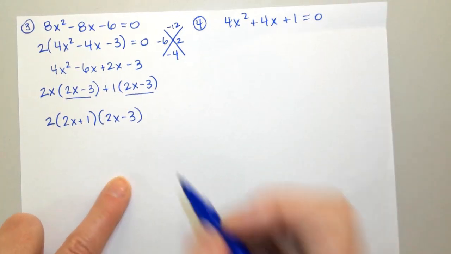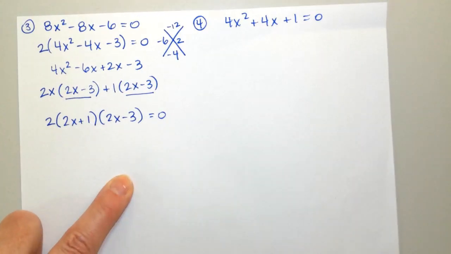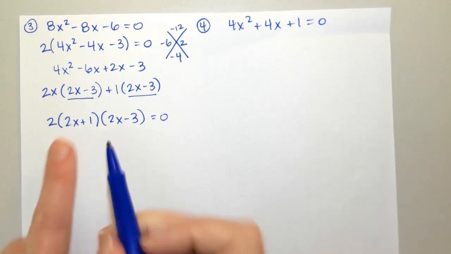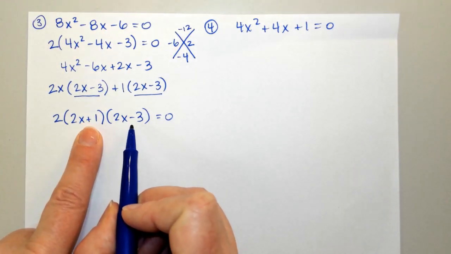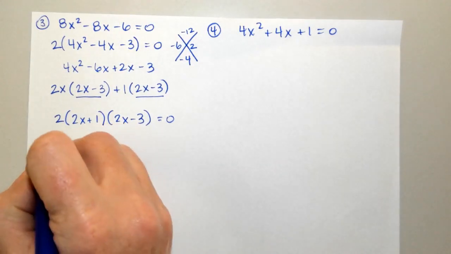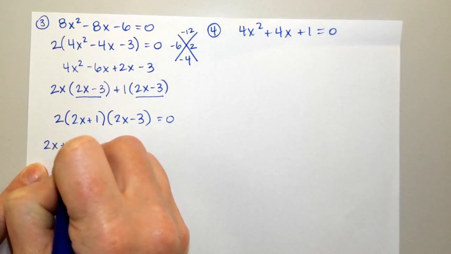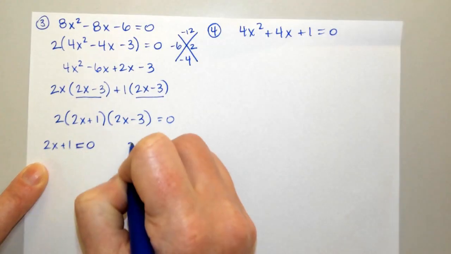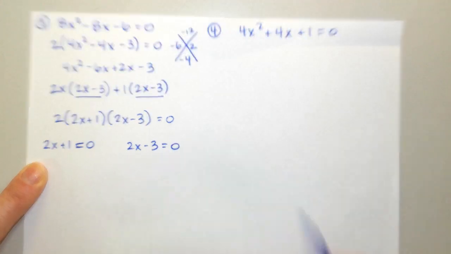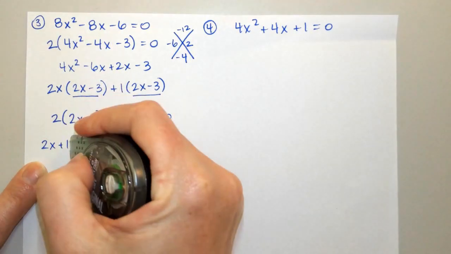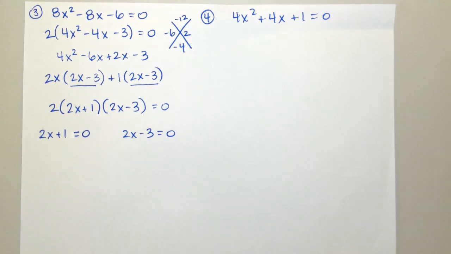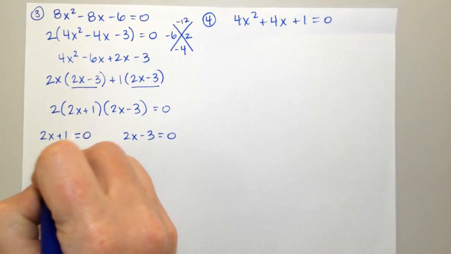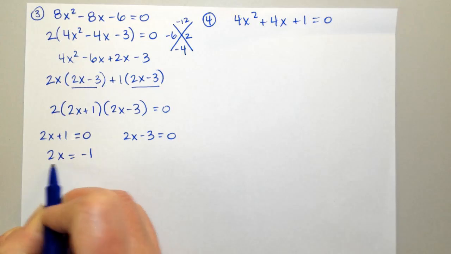Last class we were just factoring, we were stopping at this point, but today we're solving. I can see from here I have 2 factors with x's, so I'm going to have 2 x-intercepts, 2 solutions. So I would just put each of those things equal to 0, and then solve like normal. Both of these will be fractions, that's totally okay. I'm going to take away 1 from both sides, and then divide by 2.